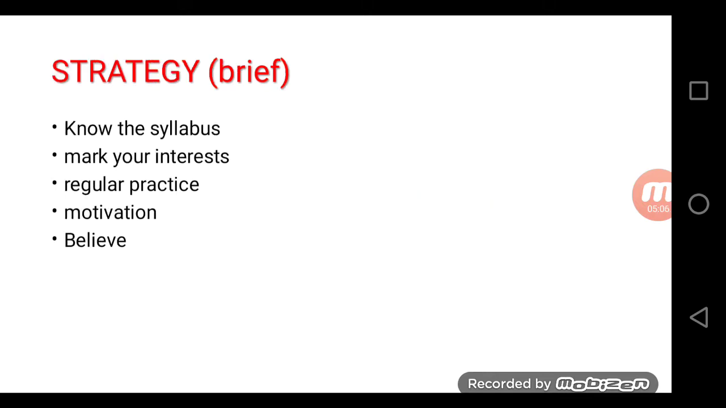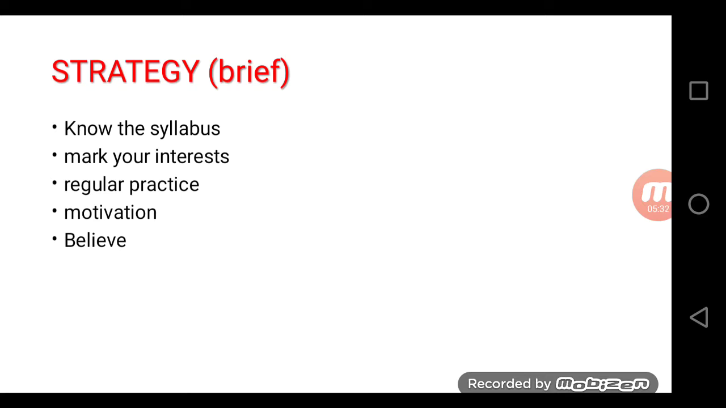Okay, now what are the strategies one has to adopt for cracking GATE in the first attempt? These strategies are discussed here in brief and would be discussed in detail in my next lecture. One should know the syllabus. The second thing is mark the interest. Third thing is regular practice. Fourth is motivation, and fifth is belief.